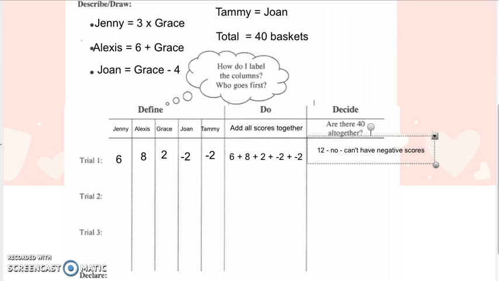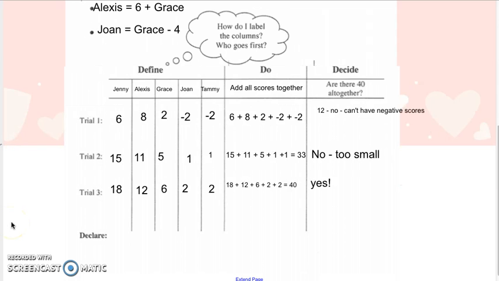If you pick 2 as Grace's score, Joan and Tammy would end up with negative scores, which can't work. So for trial 2, I want you to try a number that you think could work for our scores to equal 40. Please pause the video and try this now. After you finish your work, you arrived at the same answer as mine. So I started with Grace, ended up being 6, and that would make Alexis 12, Jenny 18, Joan 2, and Tammy 2, and when I add all those together they equal 40. So I know that I arrived at the right answer.